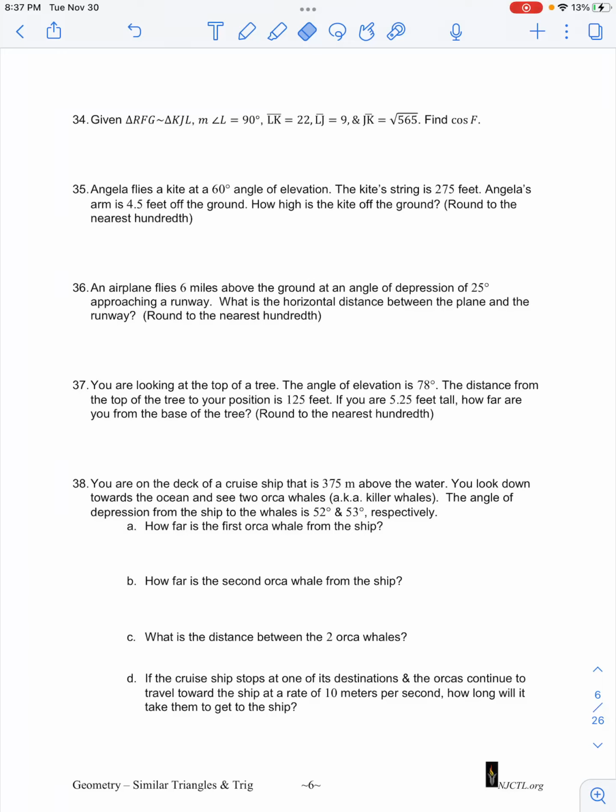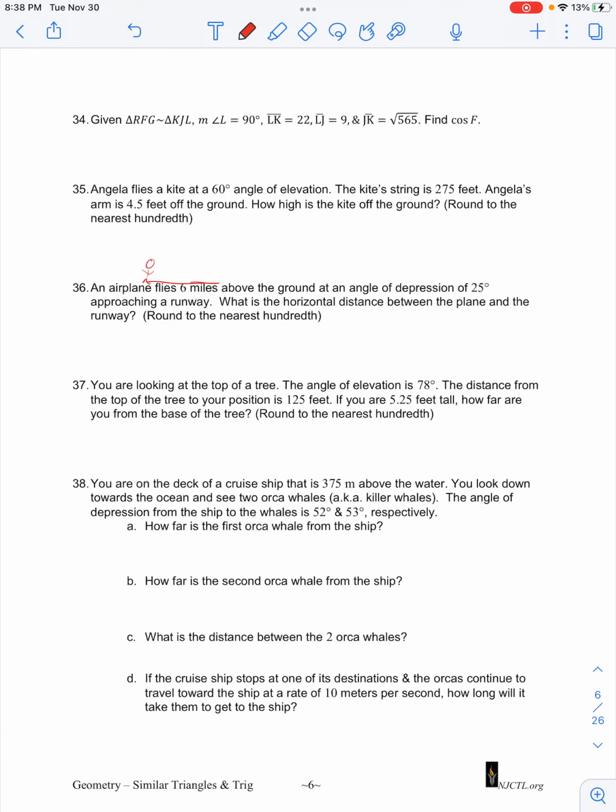Okay, number 35 in your classwork for similar triangles tells you that Angela flies a kite at an angle of 60 degrees elevation. The kite string is 275 feet, and Angela's arm is 4.5 feet off the ground. So, how high is the kite off the ground? Round to the nearest hundredth. And we have this situation, we can draw it out first.